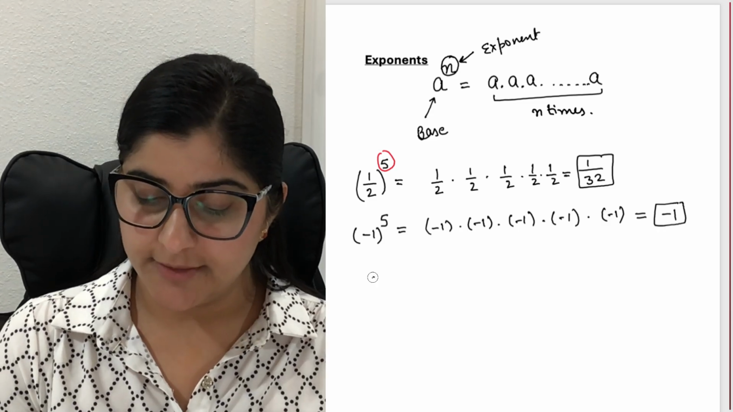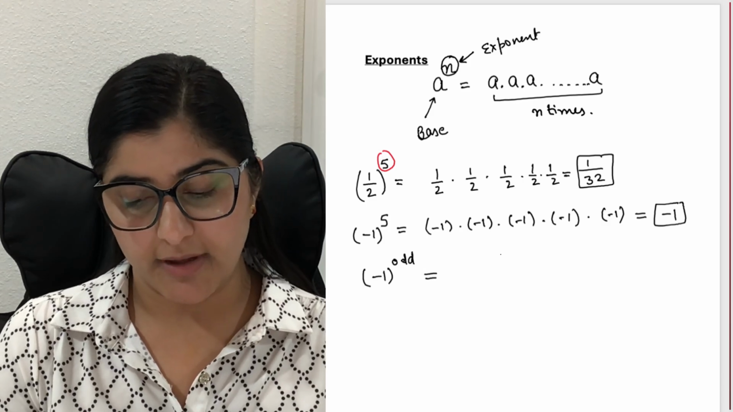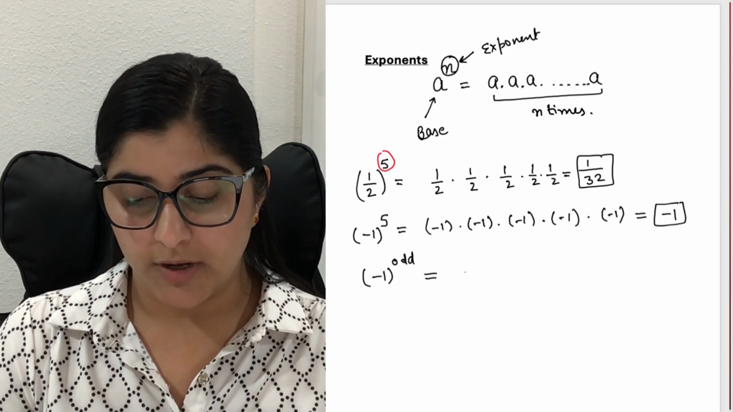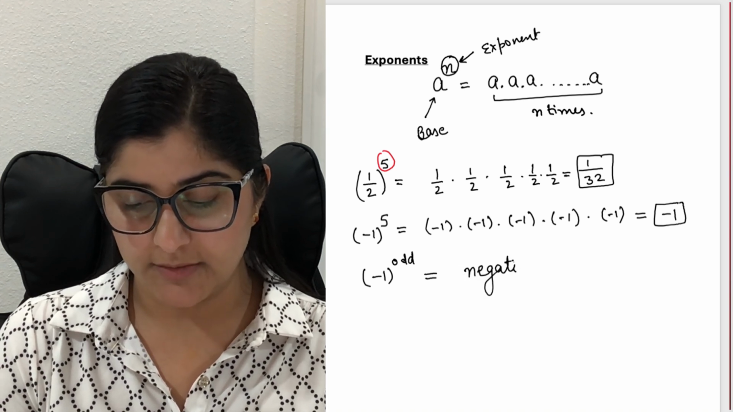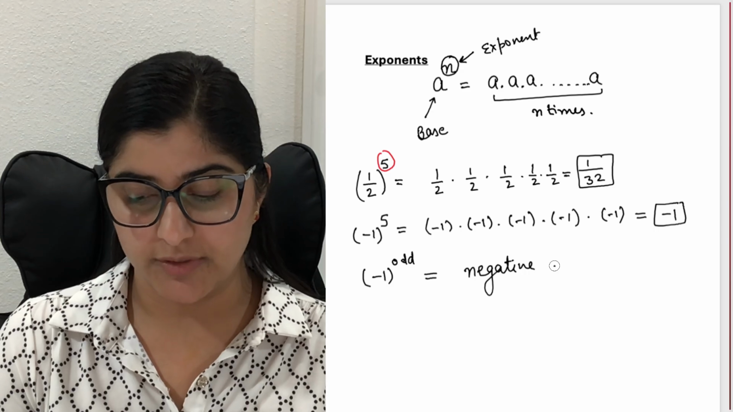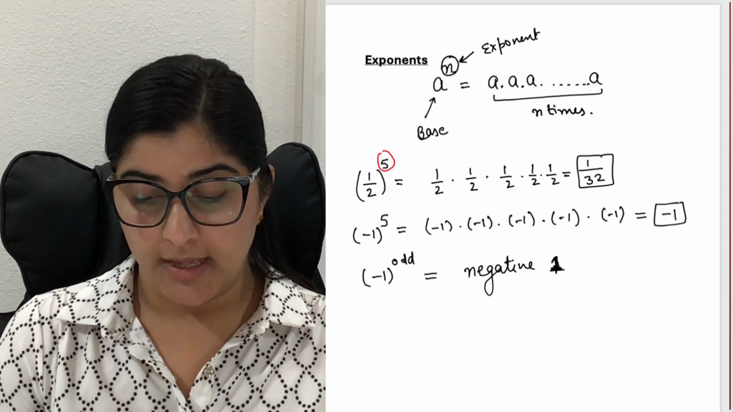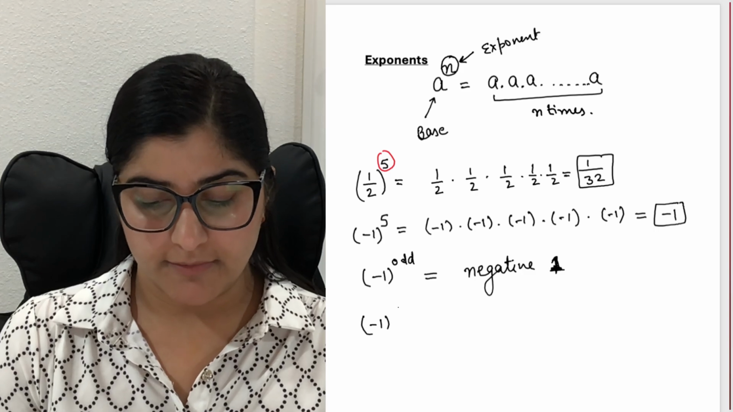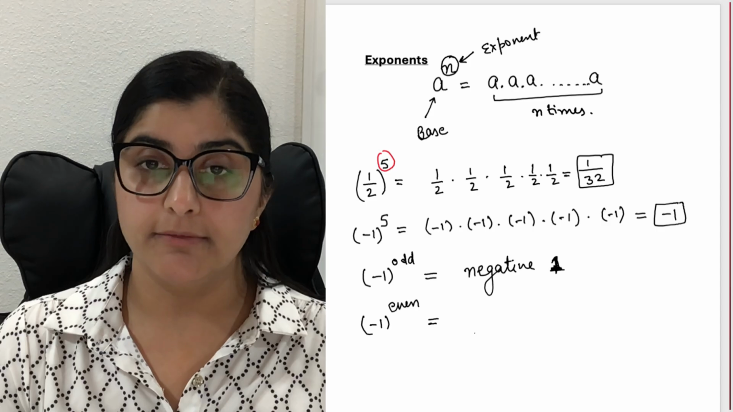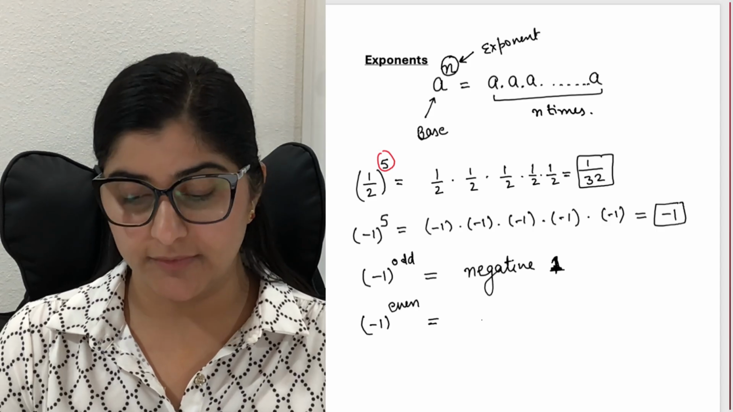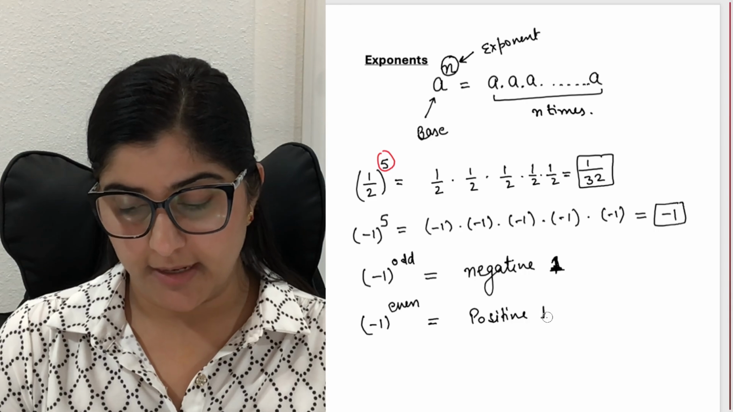From here we get: if you have an odd power of a negative number, the final answer will be negative, because we have an odd number of negatives, so negative 1. And if you have an even power of negative 1, that means we are multiplying negative 1 an even number of times. So an even number of negatives will give you a positive answer. So we will get positive 1 as a solution.